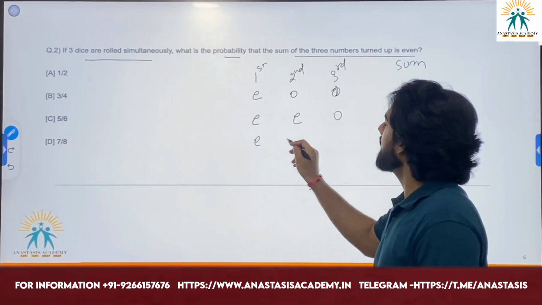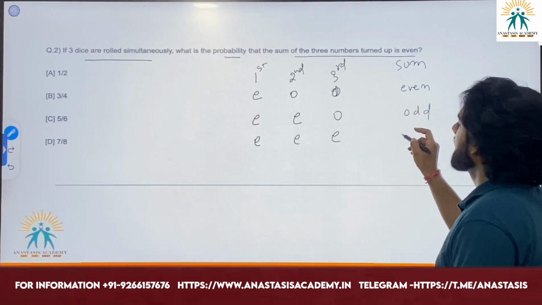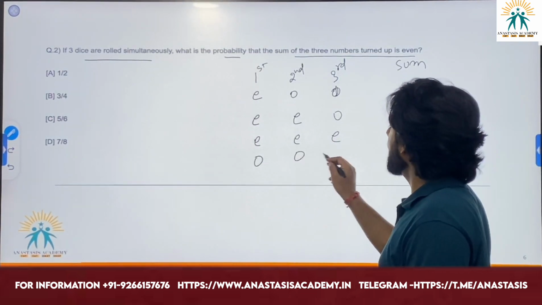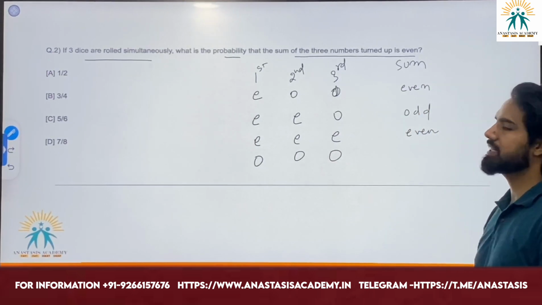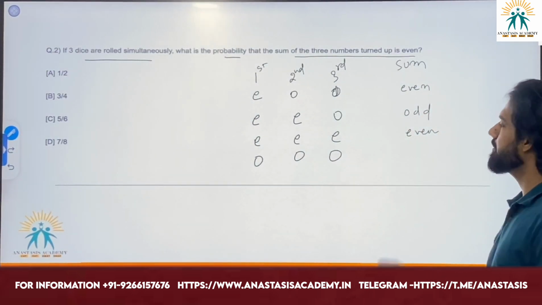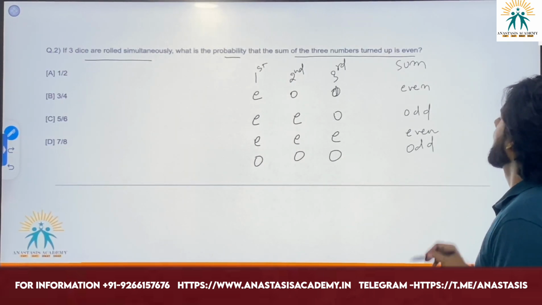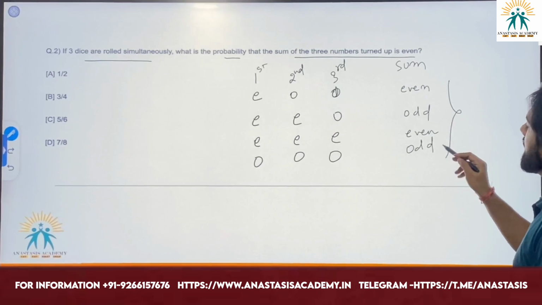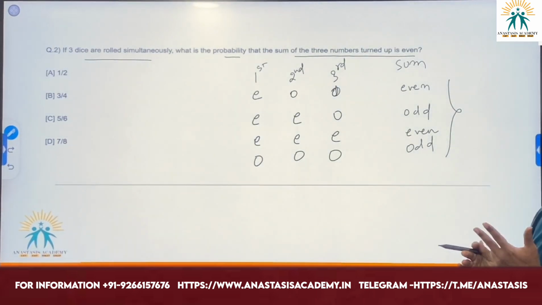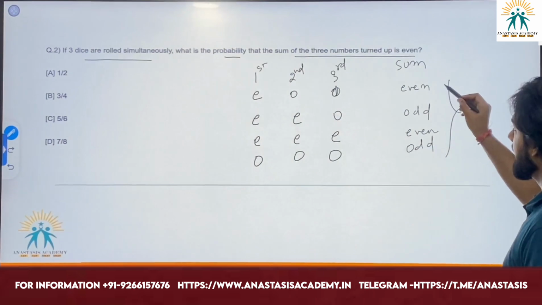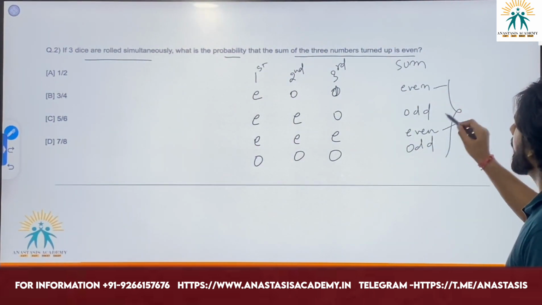Now when I get 2 even and 1 odd, even plus even is even, plus odd is odd. And when I get all 3 as even, the sum would be even, I know. And when I get all the numbers as odd, the sum would be odd plus odd is even, plus odd is odd. So I can see there are only 2 possible outcomes for the sum of these numbers, which are even and odd.